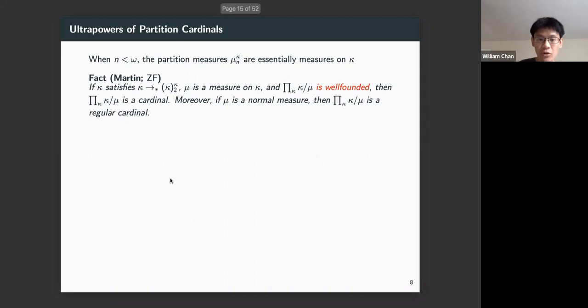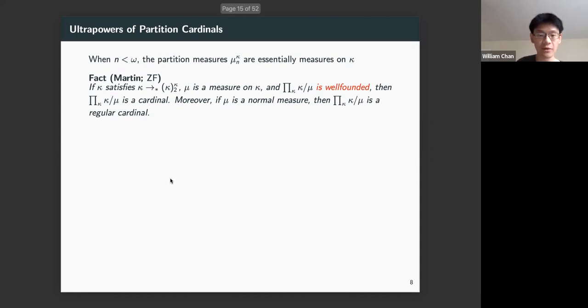And Martin showed that if kappa is a strong partition cardinal and mu is any measure at all on kappa, and you somehow know that the ultrapower of kappa by this measure is well-founded, then in fact the ultrapower of kappa by this measure is a cardinal. And he also showed that if you took the ultrapower by a normal measure, this ultrapower actually happens to be a regular cardinal.